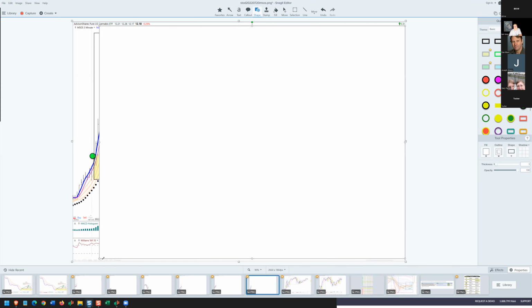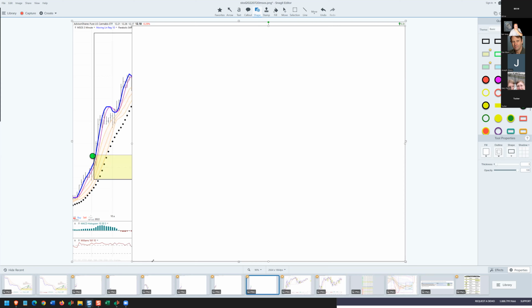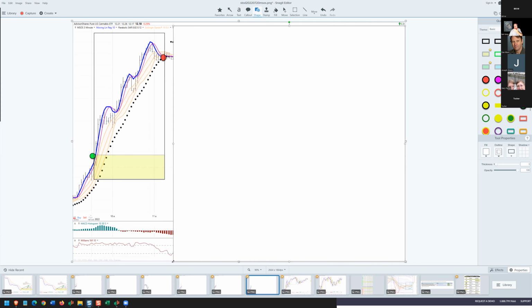Strong close yesterday, big gap up, wrist box off the low. PSAR exit for, that's your R10 right there. The R10 value that's in the spreadsheet. So that's about 1, 2, 3.